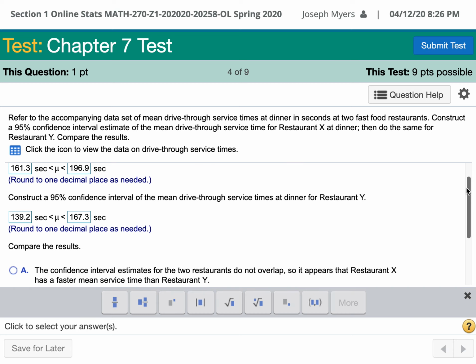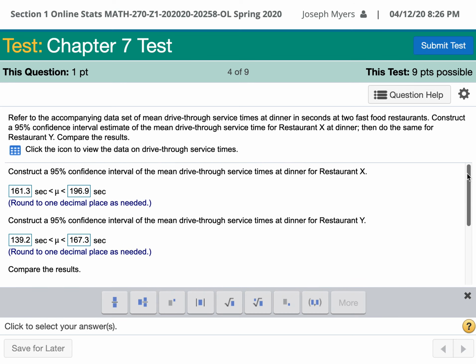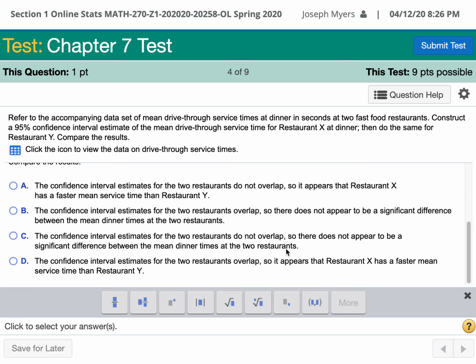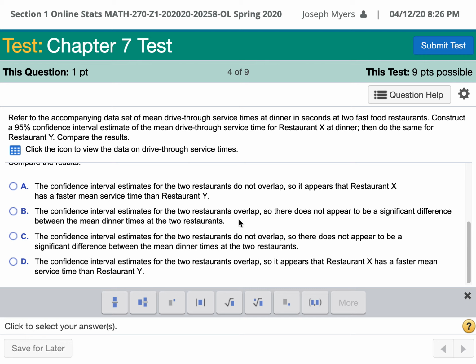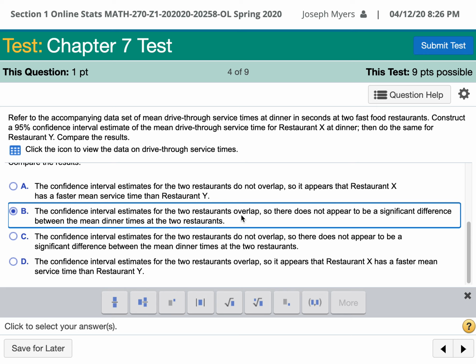Now let's look at the next part. So this interval overlaps the bottom side of this interval. So let's look. The confidence interval estimates, they do overlap. So it has to be B or D. And so if they overlap, then there does not appear to be a significant difference between the mean dinner times at the two restaurants. So there we go. That's the end of that one.